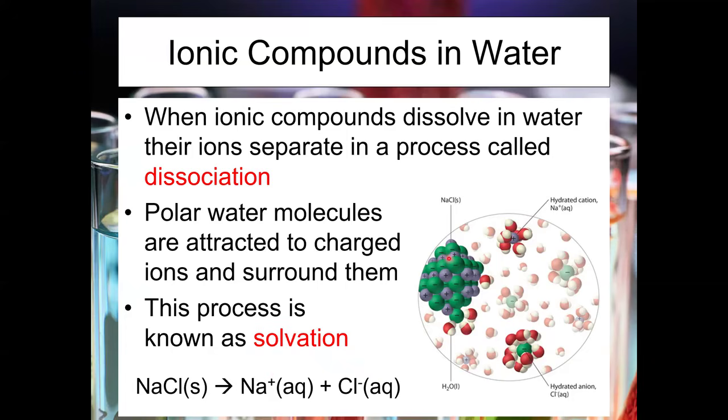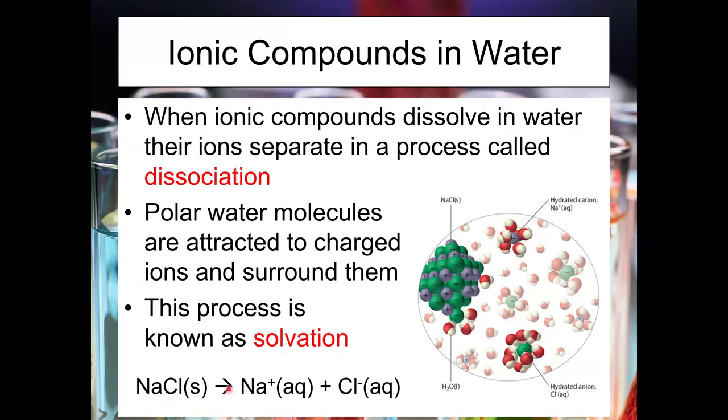So dissociation is the breaking apart of the ionic compound into ions. The process of solvation is the surrounding of the ions by water molecules. So there are two parts of the same process. Dissociation is the separating, solvation is the surrounding of the ion. Now we can show this in a chemical formula by simply writing the ionic compound as a solid, as a reactant, and then as the products, we simply write the ions and how many of those ions there are for that ionic compound. So this is how we will show the process of dissociation for sodium chloride.